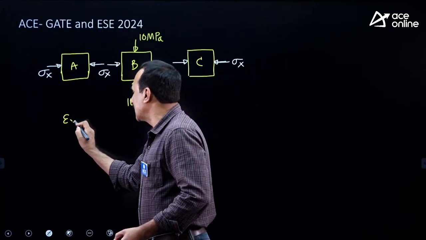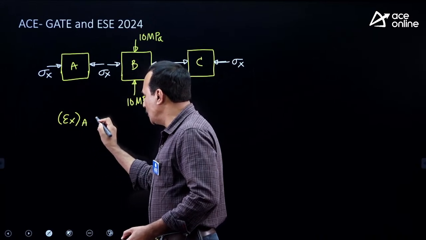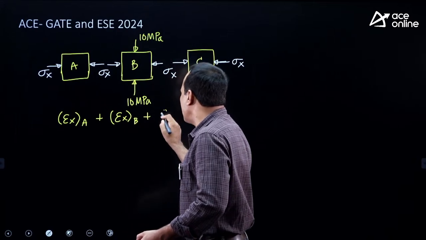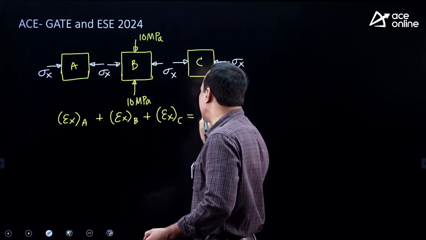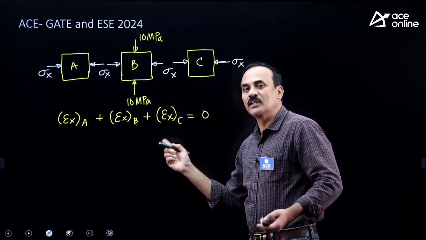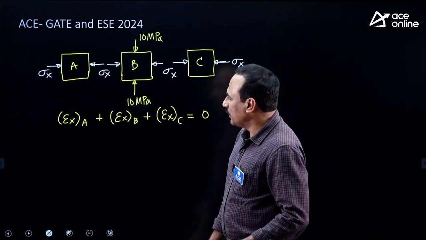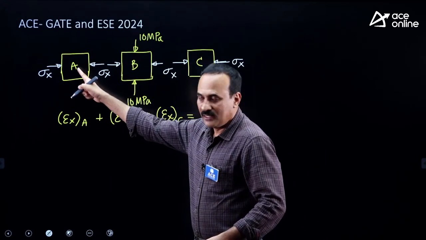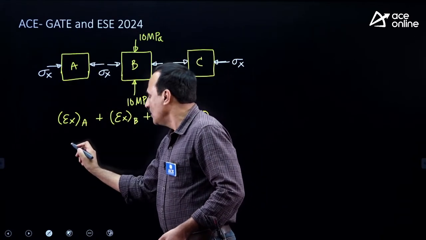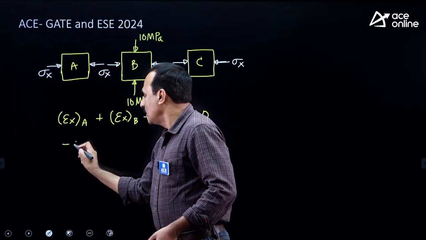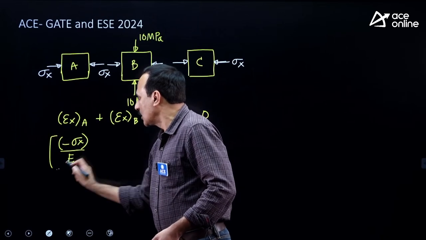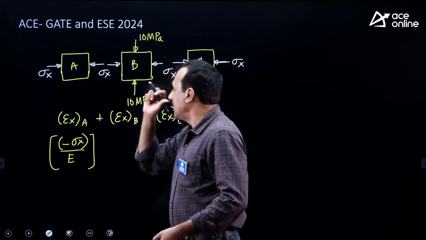The strain in x direction of cube A plus cube B plus cube C will be 0. There is no change in dimension upon original dimension, so strain is 0. Now you take the individual strain in the x direction on cube A. It is having only uniaxial stress. So for compression, minus sigma x by E is the strain in x direction on cube A, because only sigma x is there.